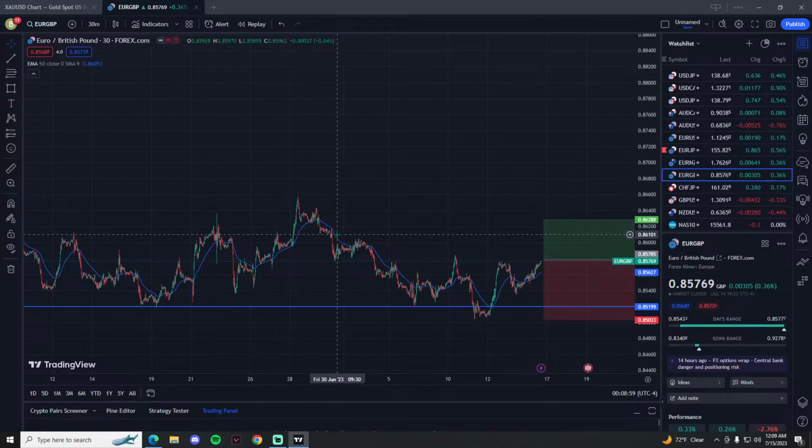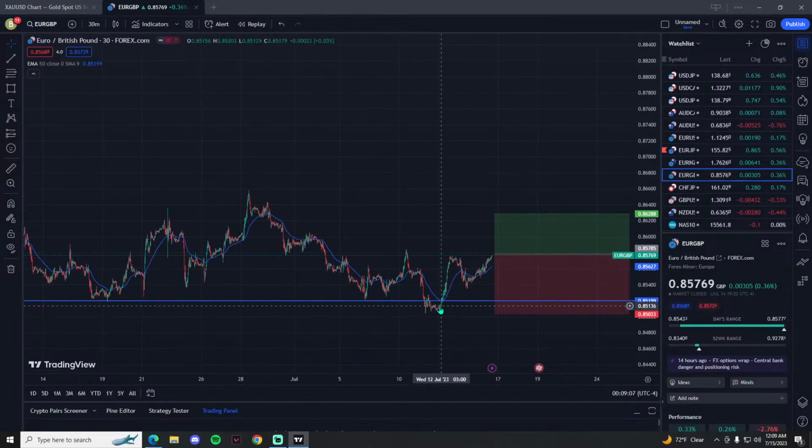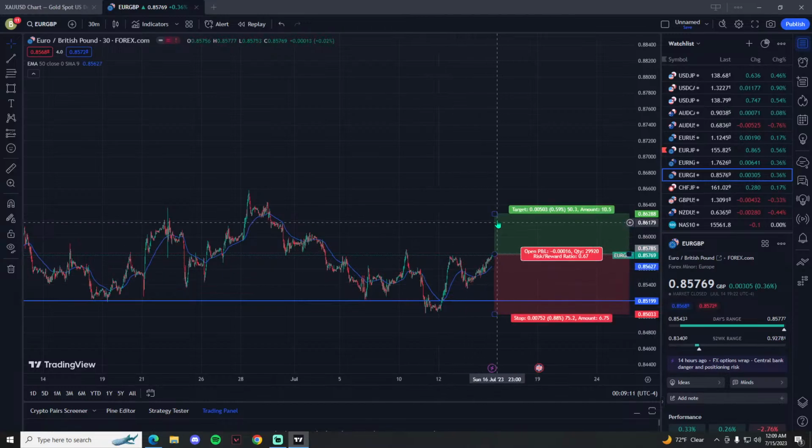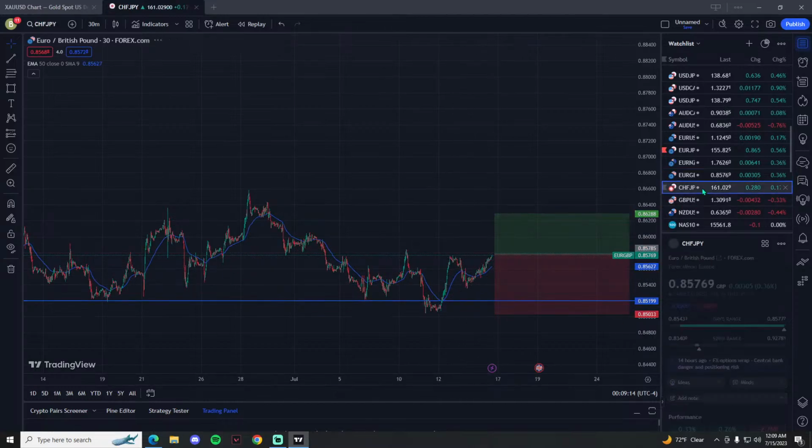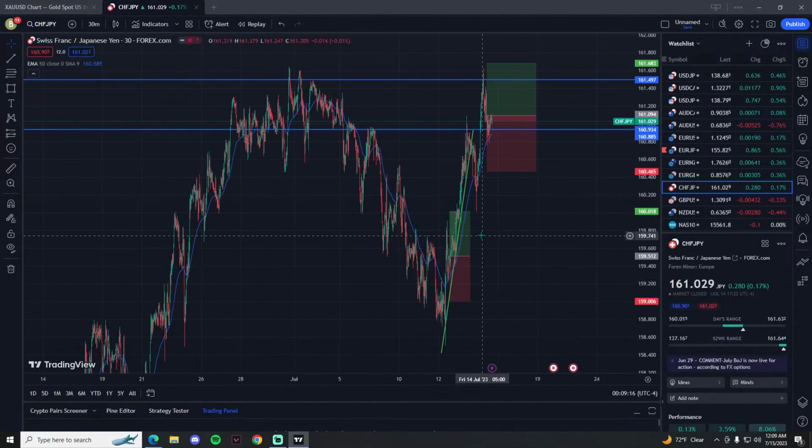Gets touched, pushes off. Right here, reverses, gets touched, pushes off. Consolidates, touches it, pushes off. Boom. It reverses as soon as it touches that. Consolidates, free cash. CHF, JPY.